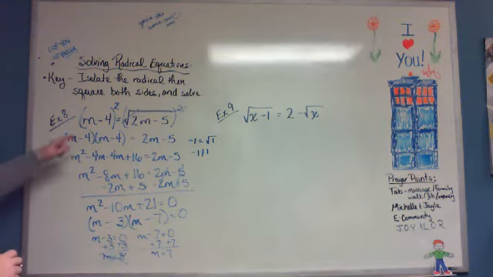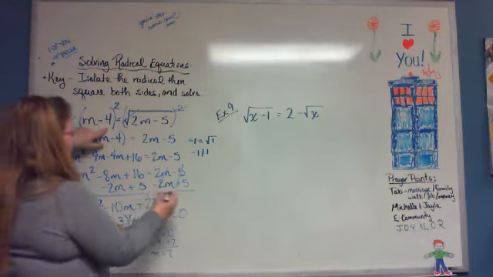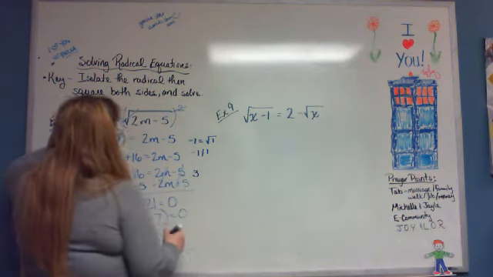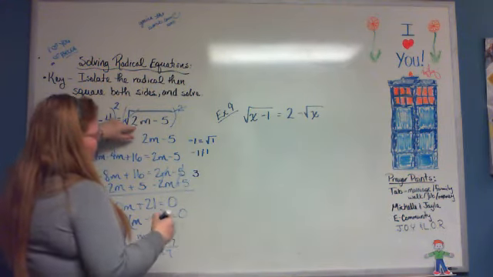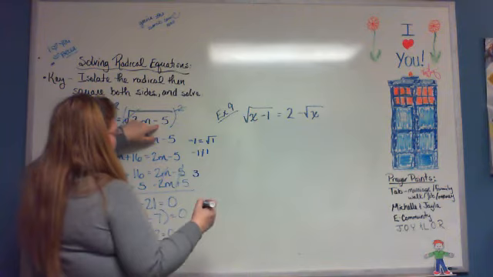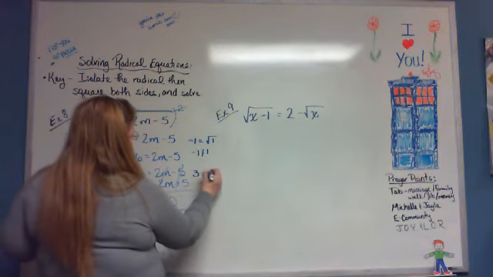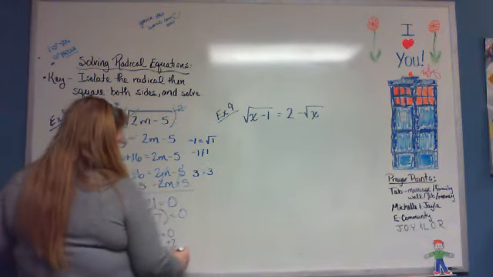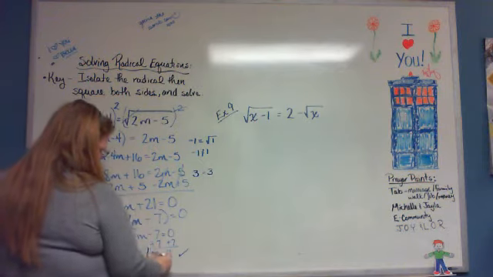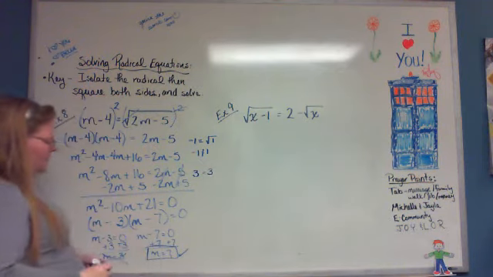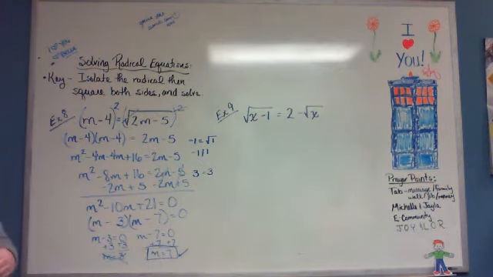Let's try 7. 7 minus 4 is 3. And then 7 times 2 is 14, minus 5 is 9, and the square root of 9 is 3. So that means the 7 does work. Just because one of them didn't work does not mean that the other one does. It's possible that neither of them will work. You always have to check.